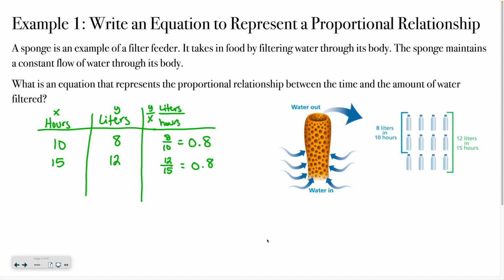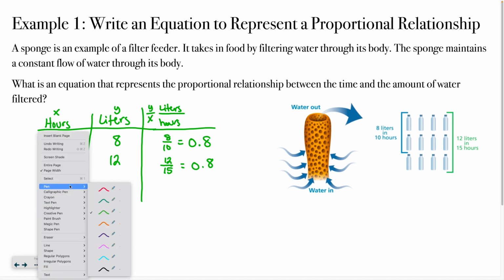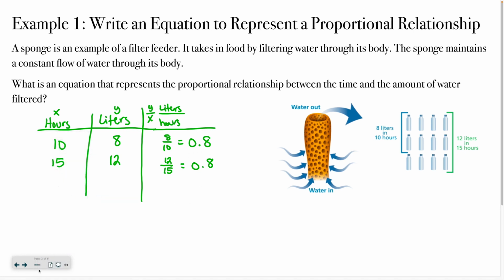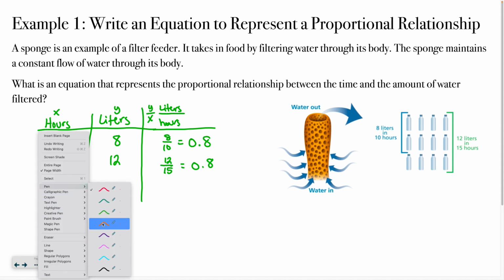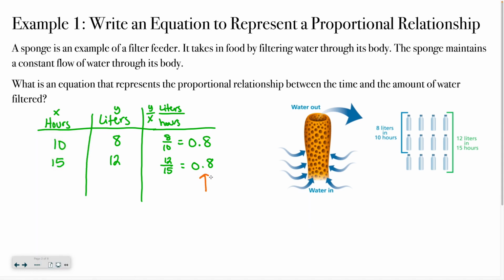We have a proportional relationship. Life is good. Let's move on. Well, now that we have that number that matches, we're going to give it a name. And that name, oh, it's too soon for some Christmas colors. That name for that number that matches is going to be called your constant of proportionality.